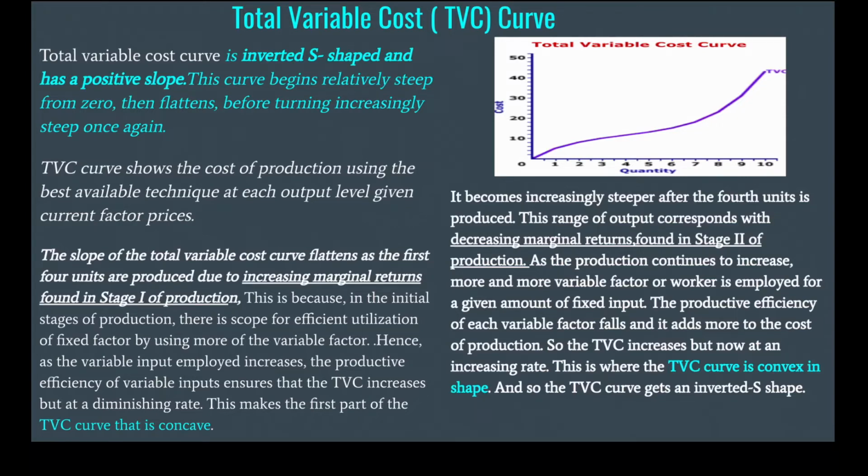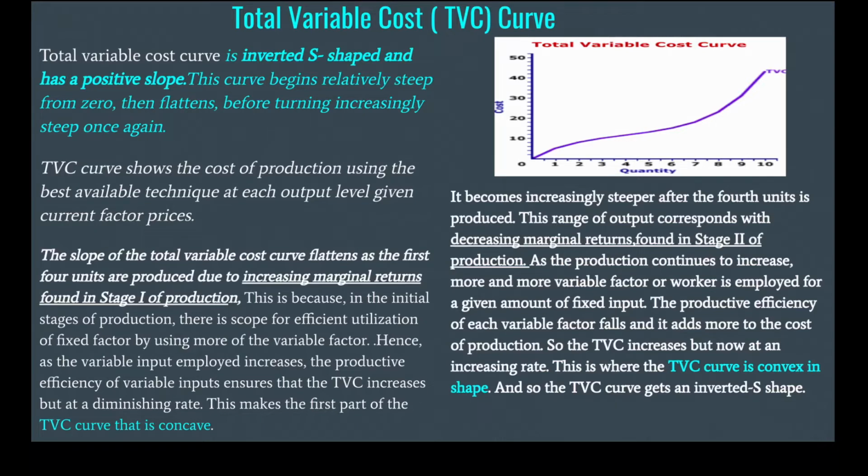The slope of the total variable cost curve flattens as the first 4 units are produced due to increasing marginal returns found in stage 1 of production. This is because in the initial stage of production, there is scope for efficient utilization of the fixed factor by using more of the variable factor. Hence, as the variable input employed increases, the productive efficiency of variable inputs ensures that the TVC increases but at a diminishing rate. This makes the first part of the TVC curve concave.